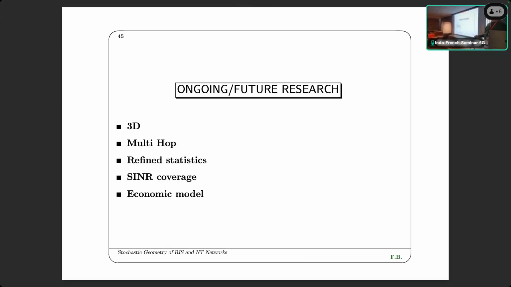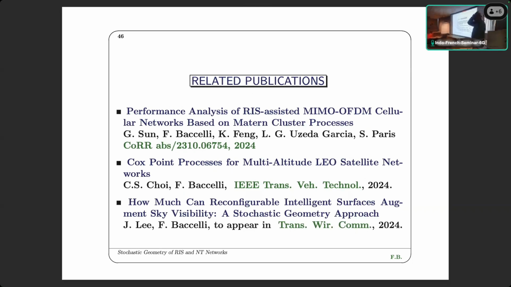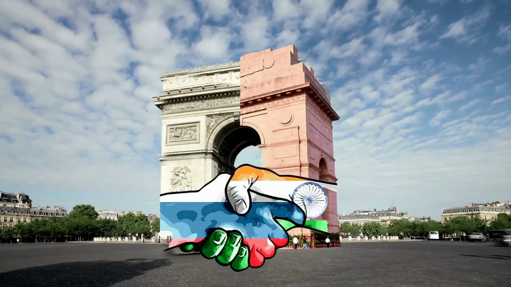We are doing lots of things with Junsei on the 3D model, the multi-altitude case, refined statistics, coverage, and these are like 3 references. The RIS-SEG, this is a joint work with. It's published now. I'm sorry, I didn't put it. It was published in 2024 for the RIS case. The multi-altitude case we studied with Stochastic. It was published too this year, and the ongoing work with Junsei just appeared in International Wireless Communication. Long live India and France friendship.